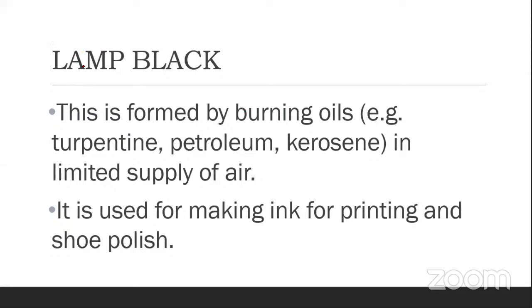So we go to lamp black. This one is formed during the burning of oils, for example turpentine, petroleum, kerosene. Kerosene is the same as paraffin. And it can also be made after burning such oils in a limited supply of oxygen.